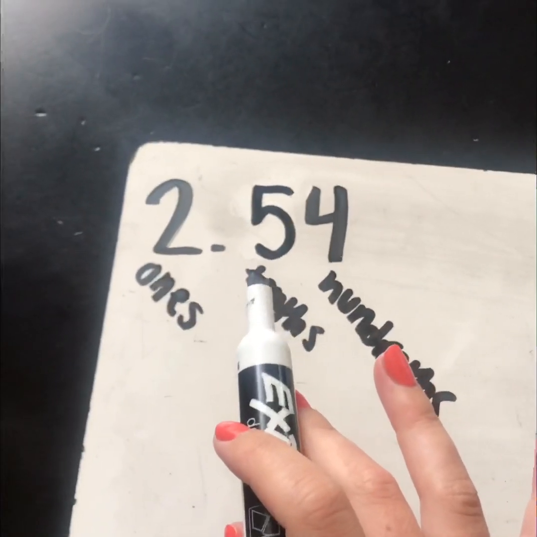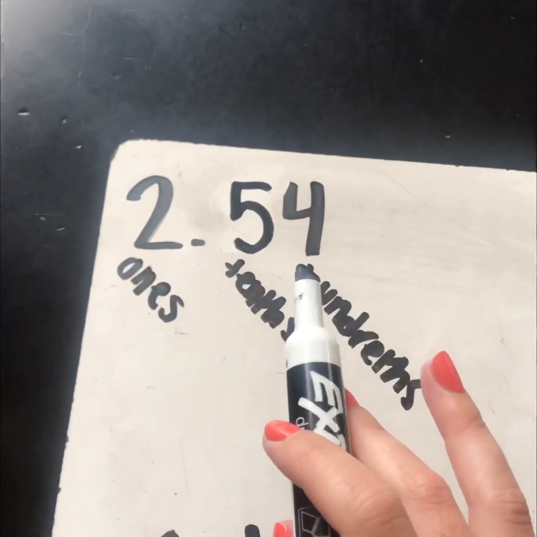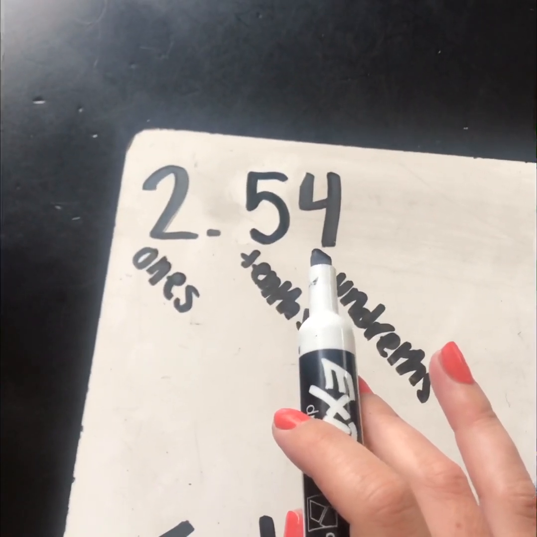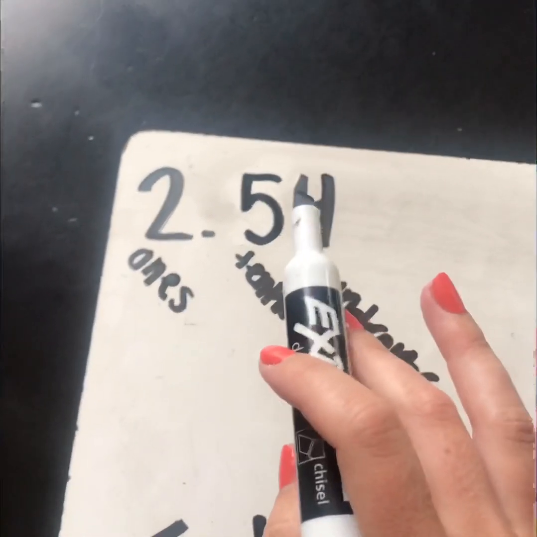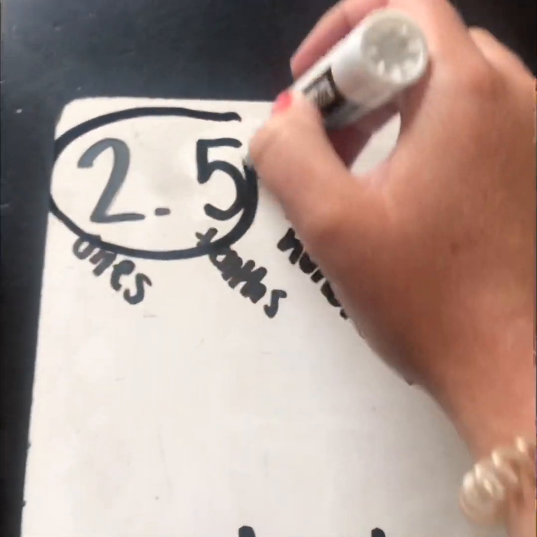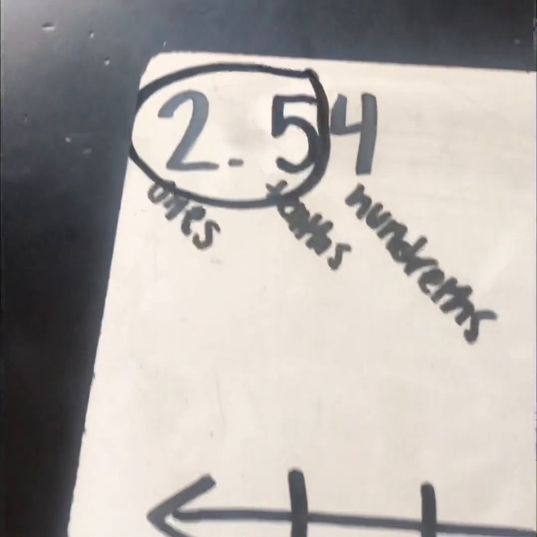The phrase that I say is look next door, 5 or more, raise the score. 4 or less, let it rest. So this is 4 or less, which means we can let it rest. We can leave our decimal as 2 and 5 tenths. That is the decimal rounded to the nearest tenth.